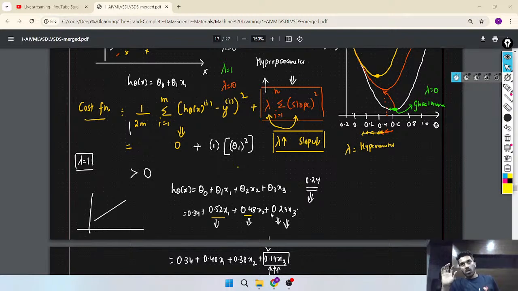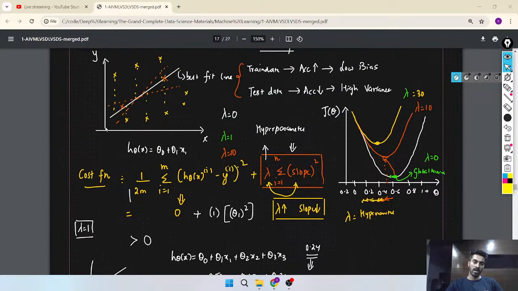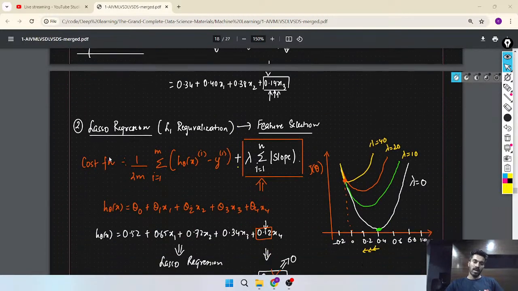Overfitting: suppose the model is overfitted but we have added the slope squared. By adding the slope, your model will not be fixed; your line will be shifted toward the slope. That's why your model will never get overfitted by applying ridge regression. And the second one is lasso.